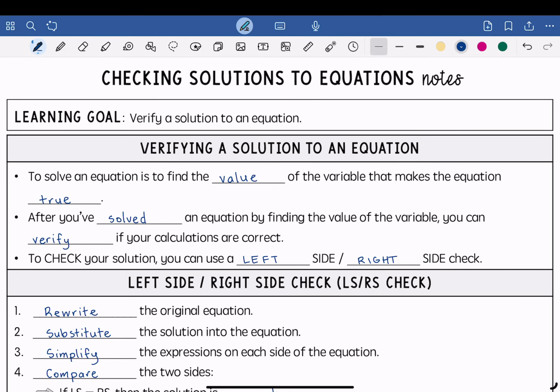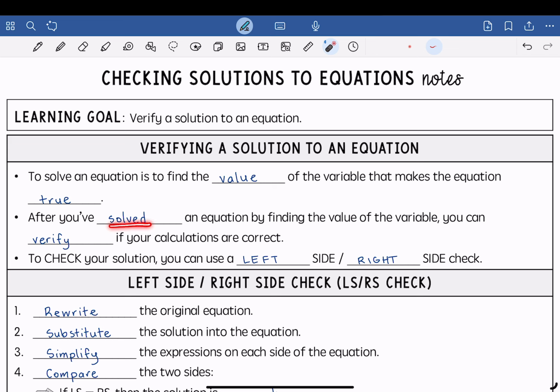Checking solutions to equations notes. The learning goal is how to verify a solution to an equation. Verifying a solution to an equation involves using a system called a left side, right side check. To solve an equation is to find the value of the variable that makes the equation true.